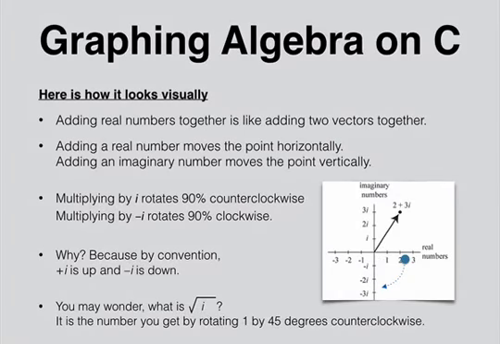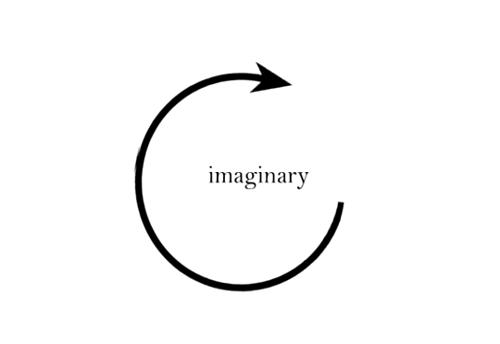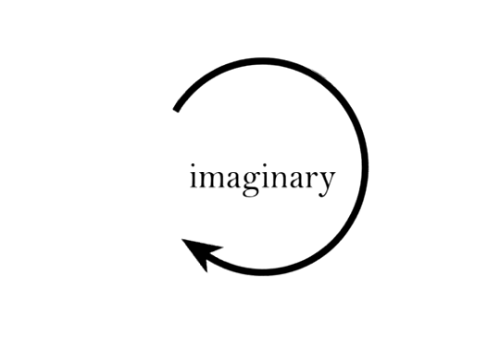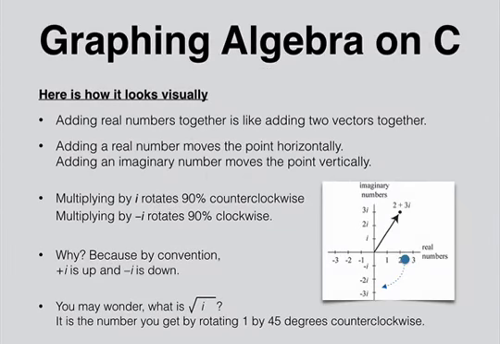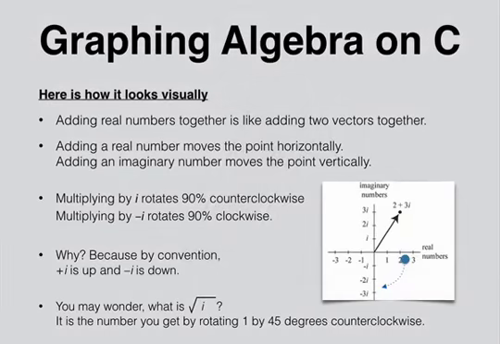So if you have a complex number that has both a real and imaginary part, then multiplying by it means first you rotate by however much the imaginary part is, and then you basically stretch by however much the real part is. So that's how you can look at the algebra on the real numbers and the imaginary numbers. Together, they form the complex numbers.